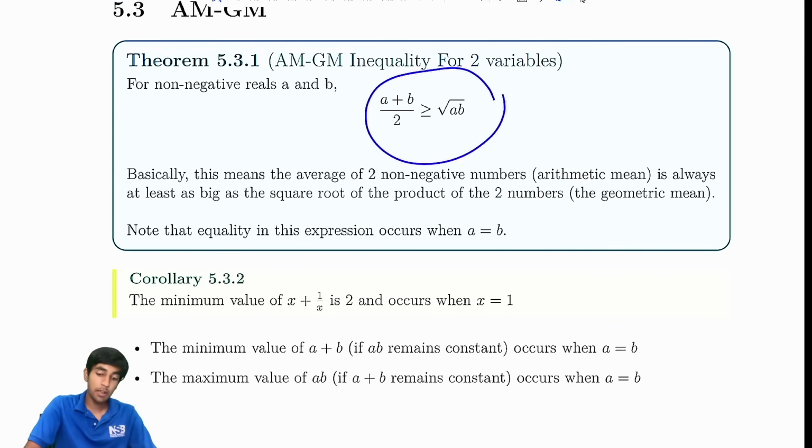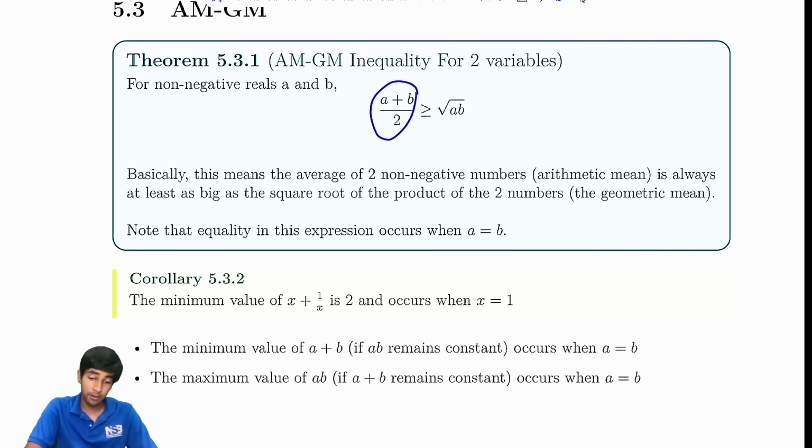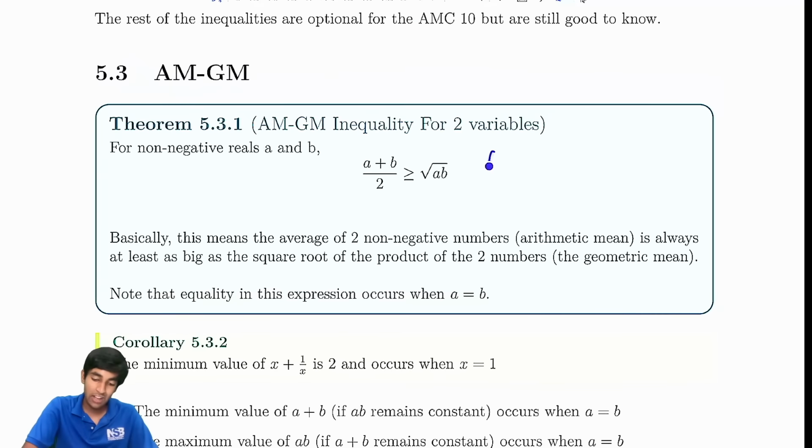For AMGM, it just says the arithmetic mean is greater than or equal to the geometric mean. To prove this, we can just square both sides, and we can actually factor it, and we'll eventually get this thingy. So you see how the trivial inequality is being used to prove harder inequalities. Equality in this occurs when A is B. Another corollary is the minimum of x plus 1 over x is 2, and that occurs when x is 1.